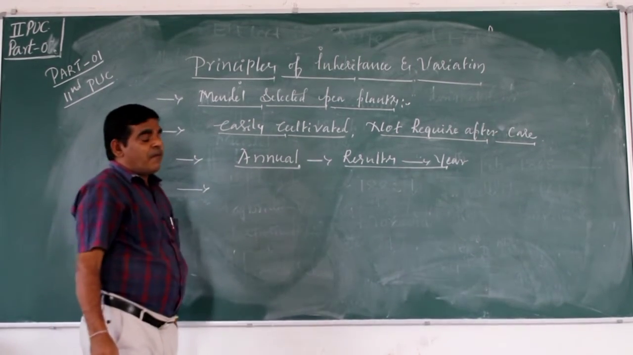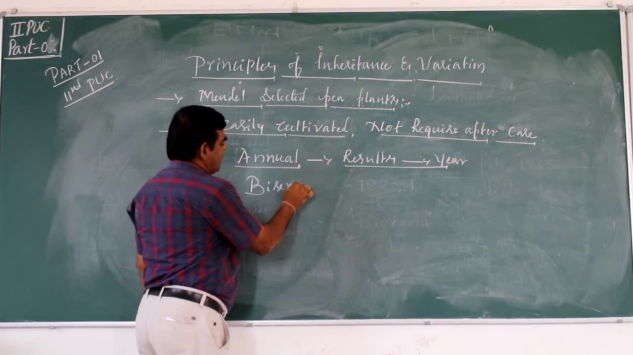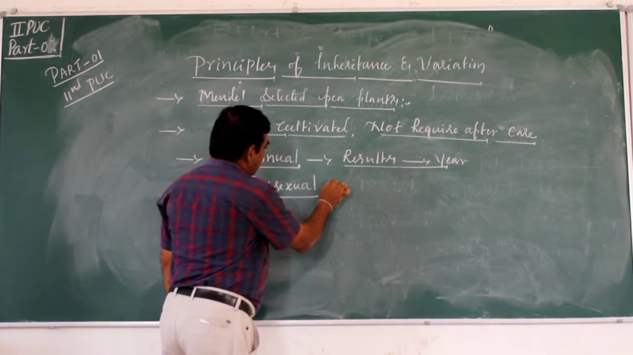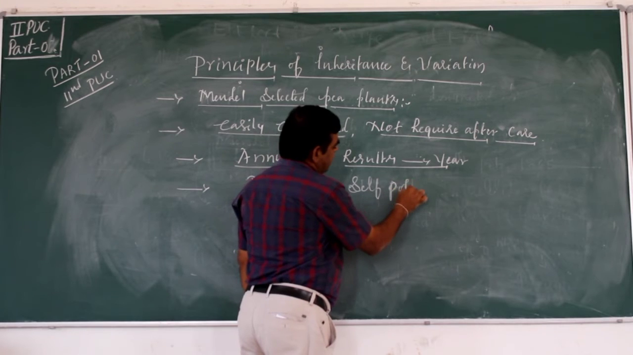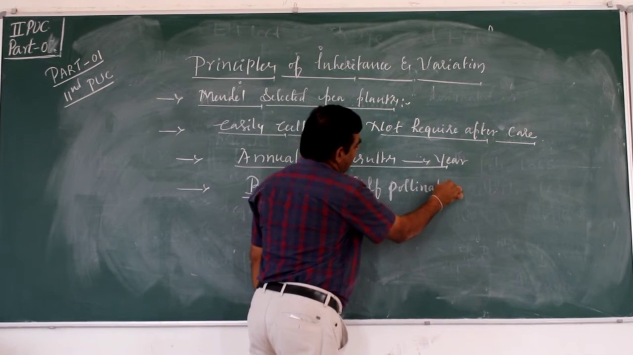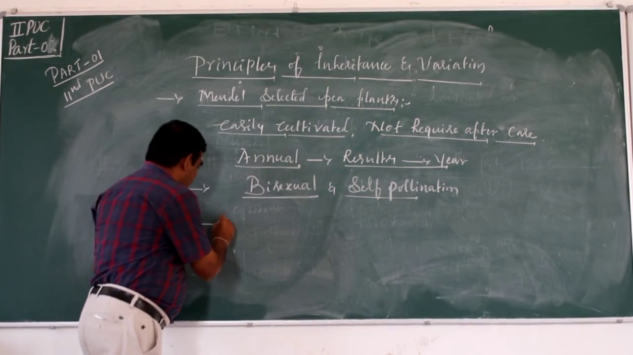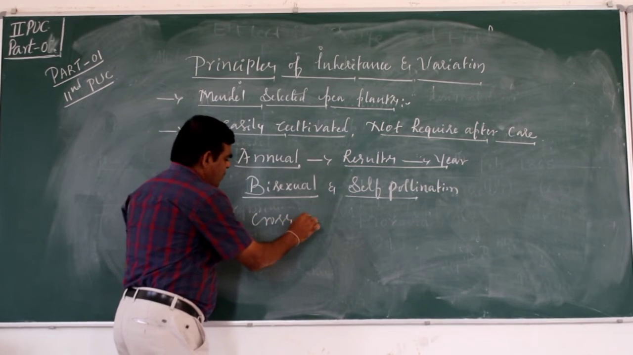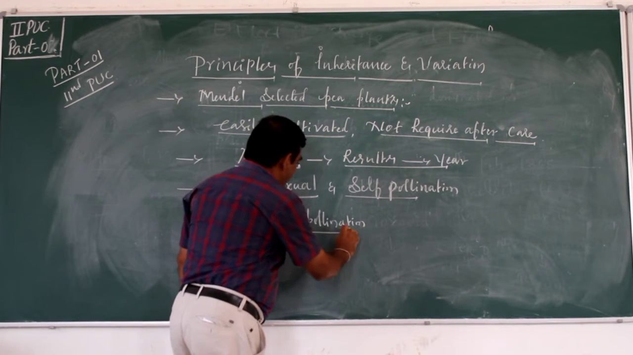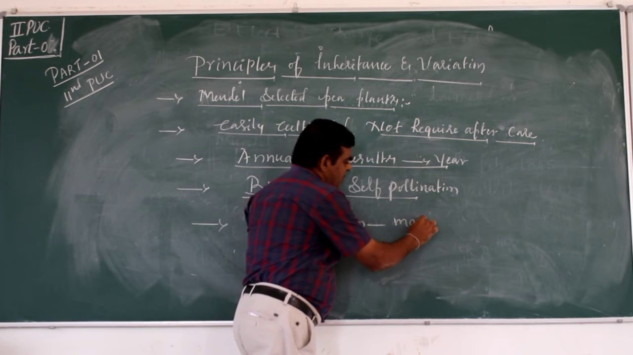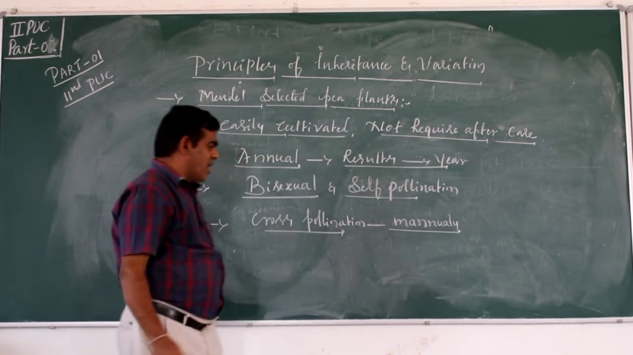And pea plants are bisexual. Self-pollination is carried out in the pea plants, because pea plants are bisexual. And cross-pollination is made manually.